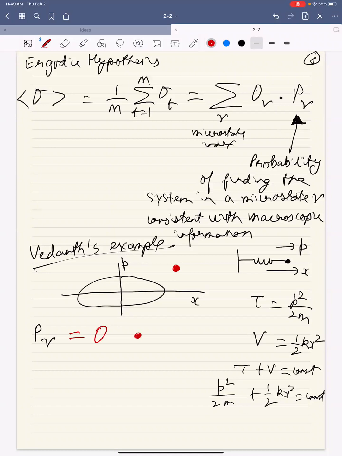For this red one, what is the probability of this microstate over here? Everyone sure? It cannot happen. So the only microstates that have a certain probability are the ones that lie along the curve. And what is going to be that probability?